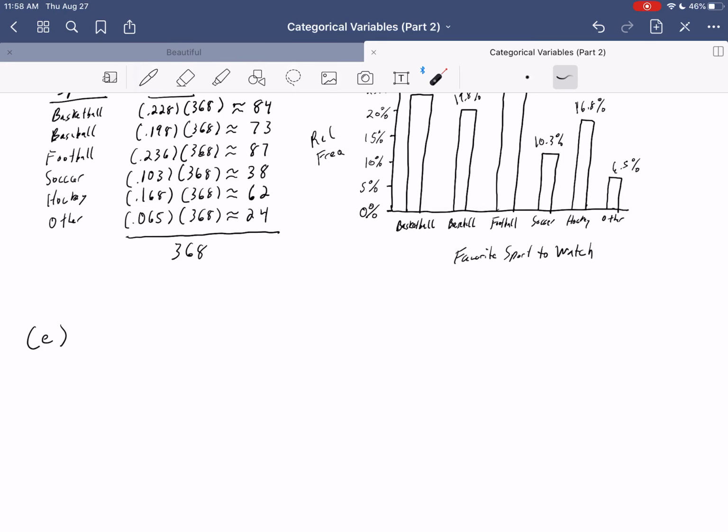So to do this, we want the percentage who picked basketball, baseball, or football.